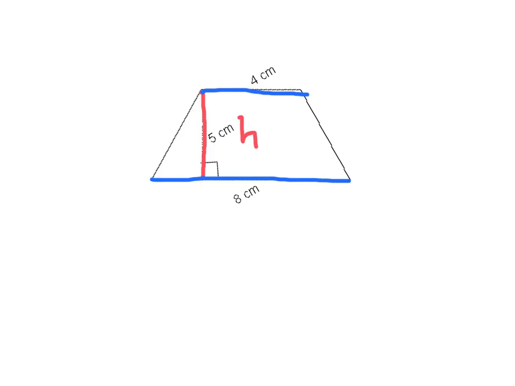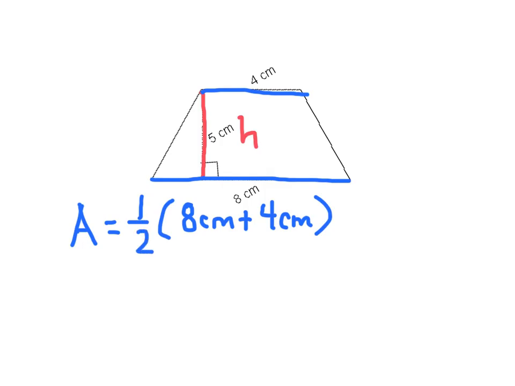All right, so let's figure out our area. Our area is going to be the average of the two bases. So I'm going to add 8 plus 4 and divide by 2, or multiply by a half, same thing. Then I'm going to multiply that by the height, which is 5.